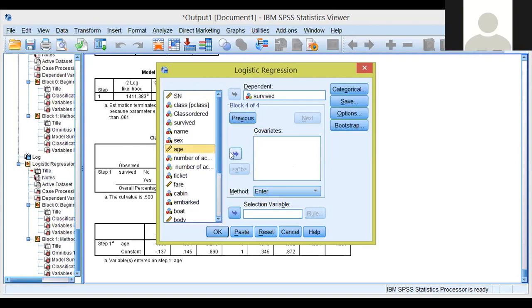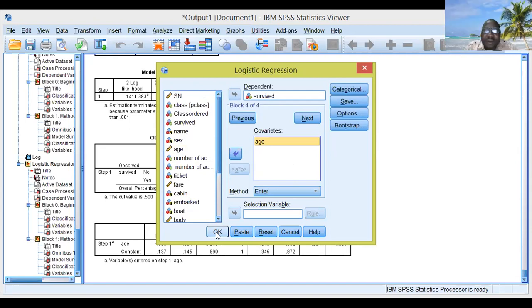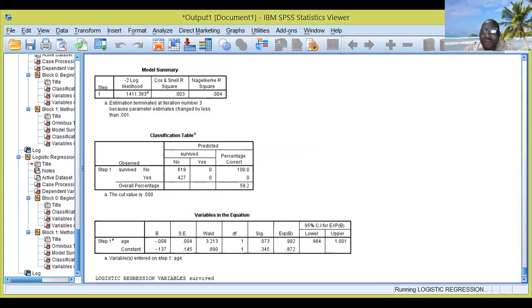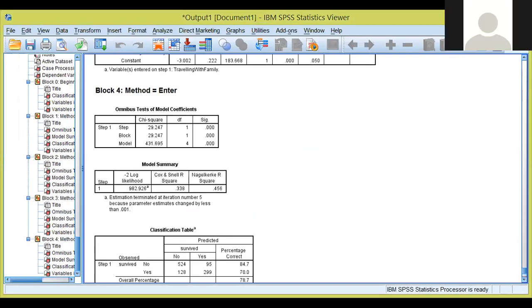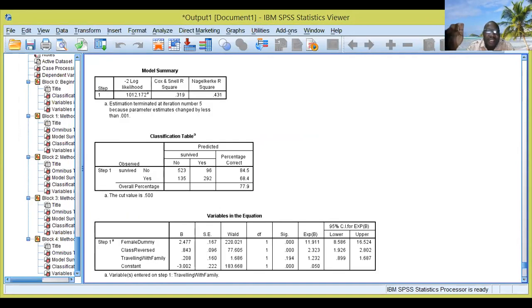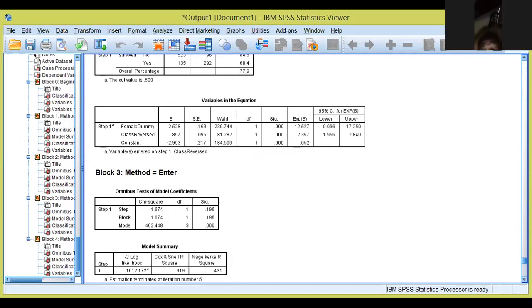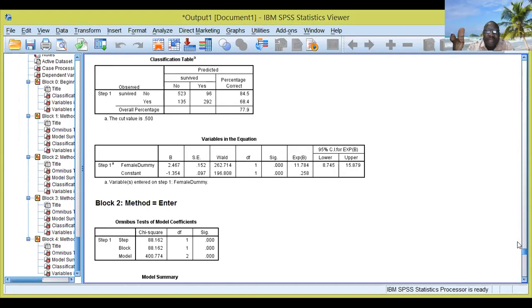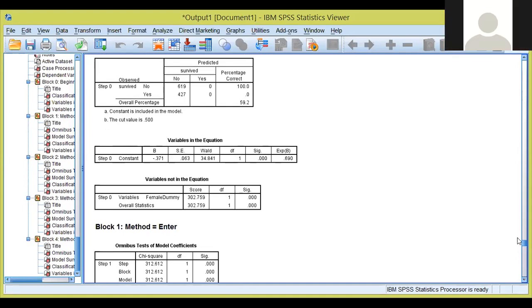This way, you just click OK. You are not putting another thing. Okay, scroll down. Can you see? If you scroll up a little, you see that for each stage it is giving you the model as you're adding variables. Wow. Okay, Model 2, to the last one.